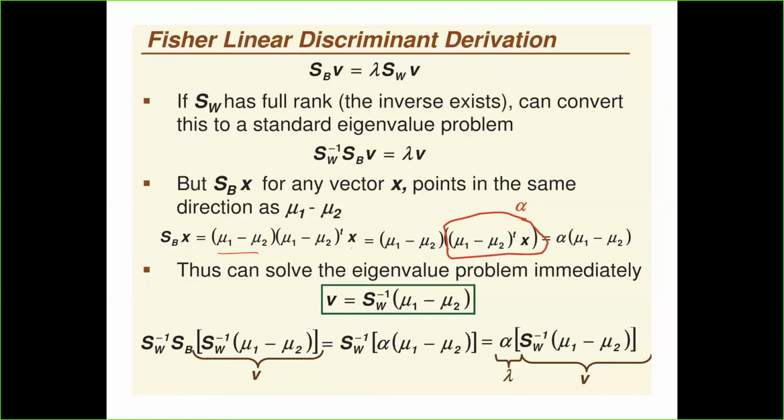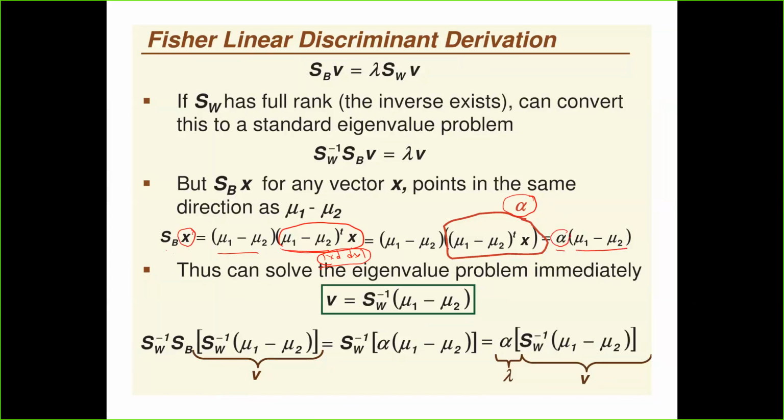All right. So this mu1 minus mu2 transpose times X. This is of 1 by D and this is of D by 1. So this is 1 by 1. It's a scalar. So can I write it as a scalar? Some alpha is a scalar, right? 1 by D times D by 1 is a scalar. So for any vector X, when you multiply it with SB, you will get alpha times mu1 minus mu2 for some scalar alpha. Agree?